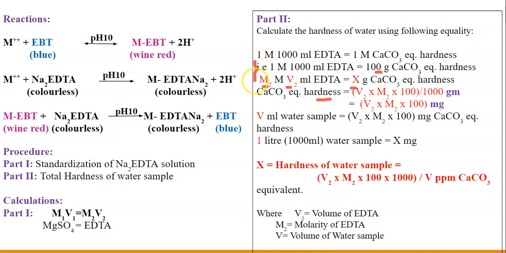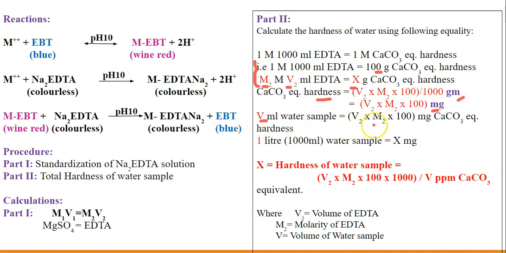So we are using these two equations, in gram of calcium carbonate equivalent. Now 1000 is below. If we take it above, it will be 10 raised to minus 3, so it gets converted into mg, milligram. Now for the water sample, we know we have taken V ml of water sample. So if we have taken V ml of water sample, then what would be the hardness? So for V ml of water sample, it would be V2 into M2 into 100. So we are going to calculate it for 1 liter in the generalized formula.